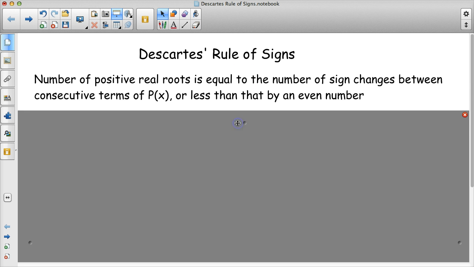What Descartes found out is that the number of positive real roots of any polynomial is equal to the number of sign changes between consecutive terms in the polynomial, or it's less than that number by an even number. So if I found 5 sign changes in my polynomial, that means that I have either 5 positive real roots, 3 positive real roots, or 1 positive real root. But I have to have at least 1 positive real root. Well, that means that I could start by checking some positive real roots, and I have to have at least 1 of them.